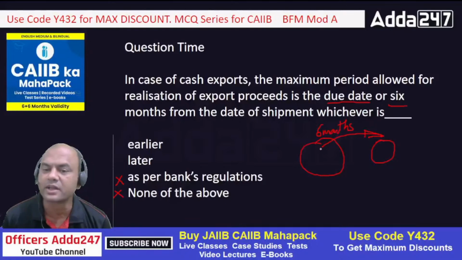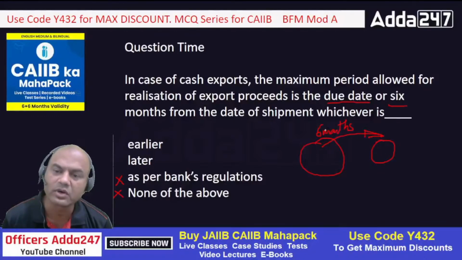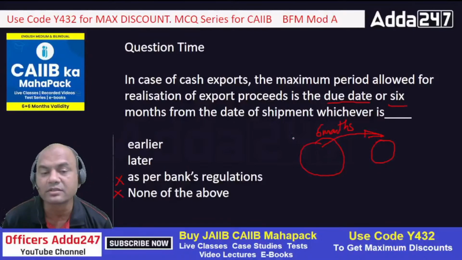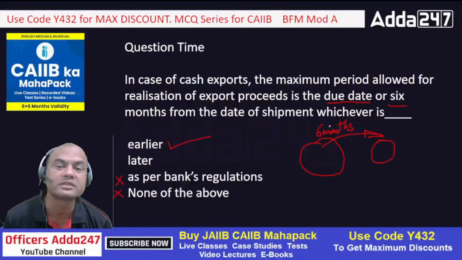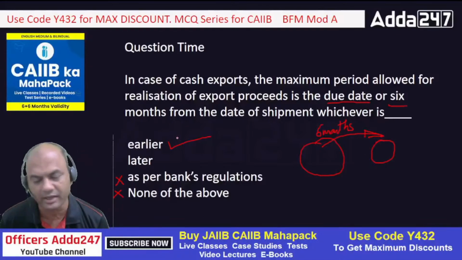Due date means it's written on that order itself. When this person gives me the order, he writes to me that I'll be paying you within 2 months. So either 2 months or 6 months, whichever is earlier as per the order, or 6 months, whichever is earlier. This is the answer, correct?